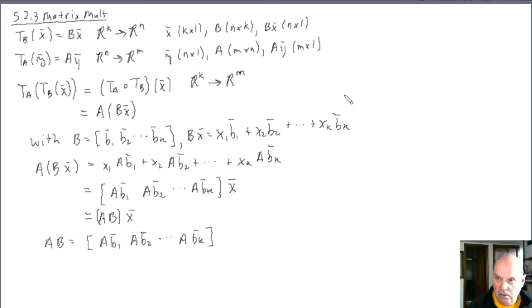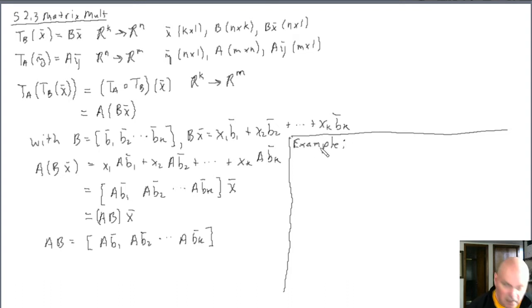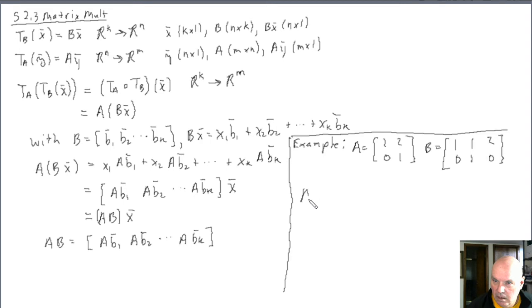Okay, so let's look at an example here. I'm going to mark off some space right here so I can do this little example to illustrate this technique. So let's say A is equal to the matrix 1, 2, 0, 1, and then B is the matrix 1, 0, 1, 1, 2, 0. Then I can find the product of these two matrices. It corresponds to two successive transformations.